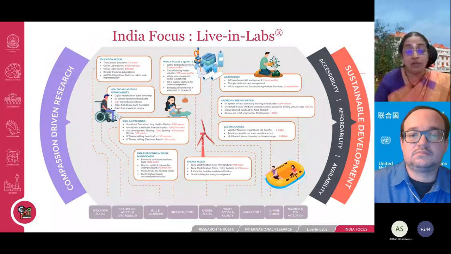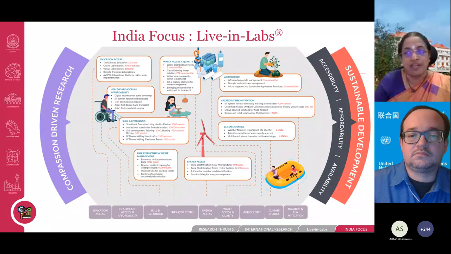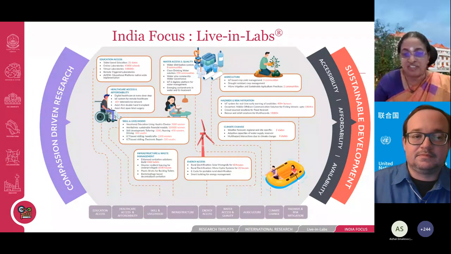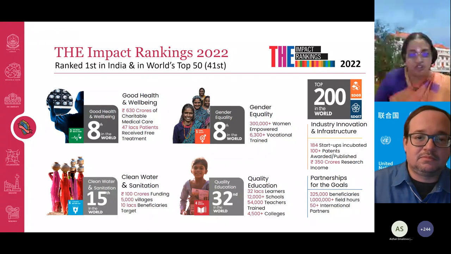So thus, we are able to take forward the compassion-driven research to providing accessibility, affordability, and availability, and thus reaching sustainable development by providing solutions in education access, water access and quality, healthcare access, skills and development, infrastructure, energy access, climate change, hazards, risk mitigation, and agriculture, which has made us be 41st in the world for the impact ranking, 8 in good health and well-being, 8 in gender equality, 15 in clean water and sanitation, 32 in quality education, 200 in industry, innovation, and infrastructure.